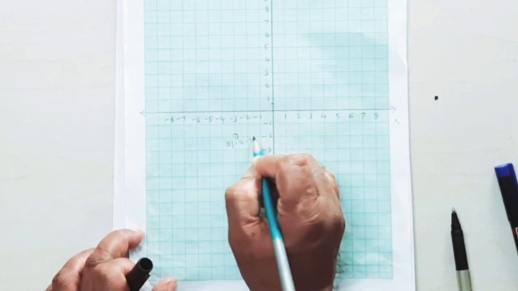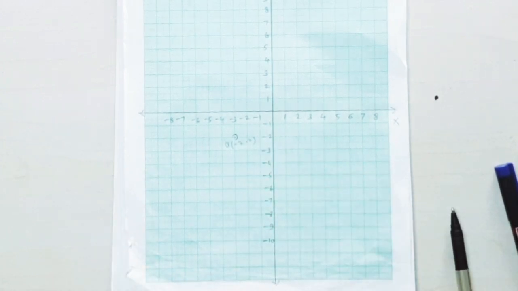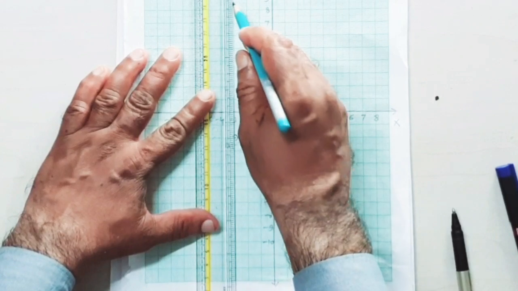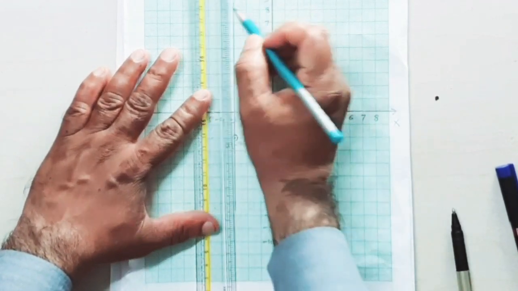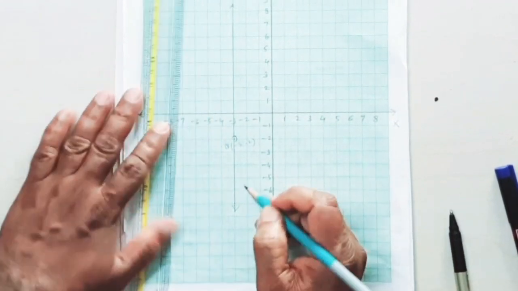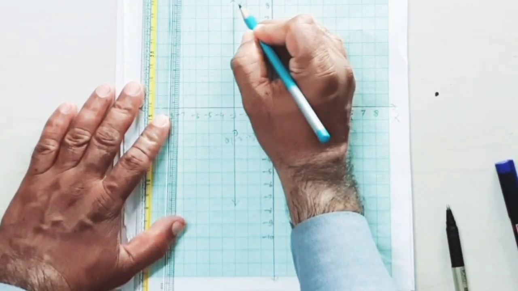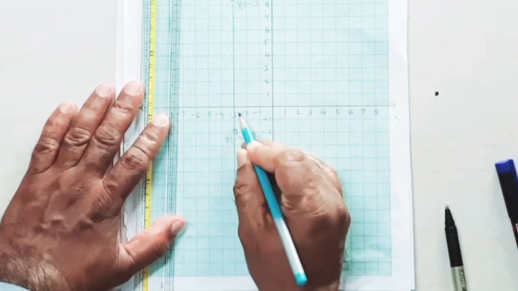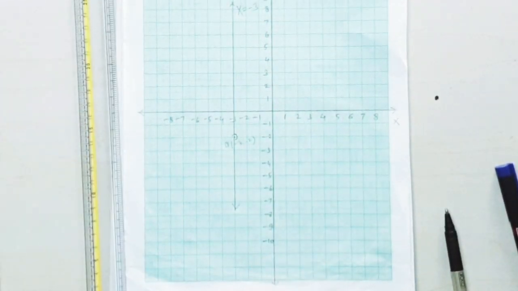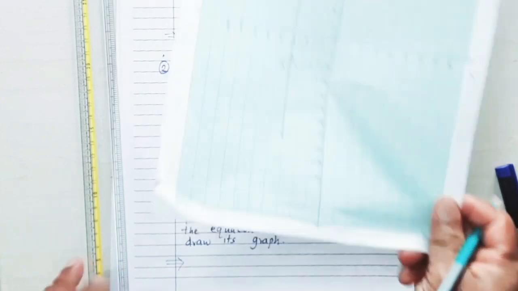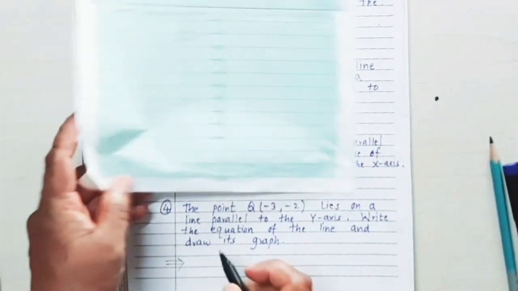Q is minus 3, minus 2, and we have to draw the line parallel to the y-axis. So the equation of this line parallel to the y-axis is x is equal to minus 3, as it goes through that x coordinate.